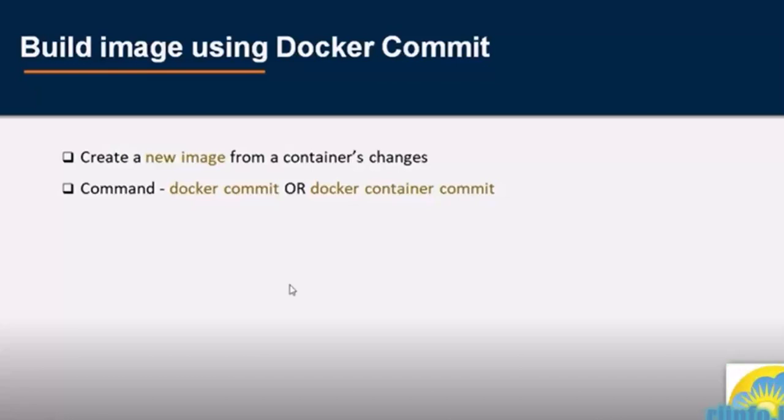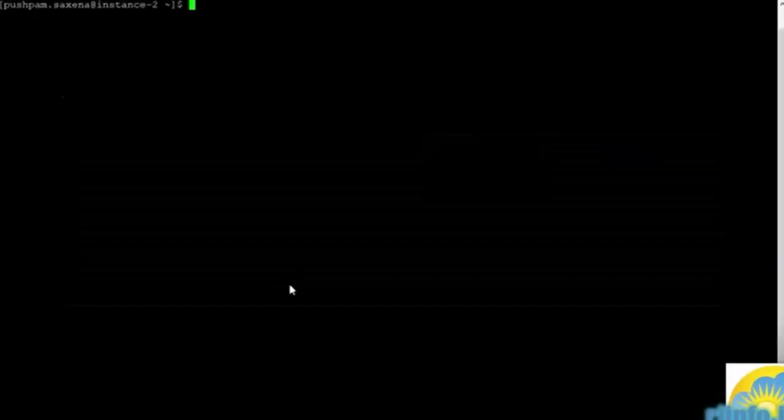We can use either the docker commit or docker container commit command, the latter being in line with the docker container parent command, as this operation is being performed on a container. So let's get back to our Docker host. Let's create a container from the Ubuntu latest image.